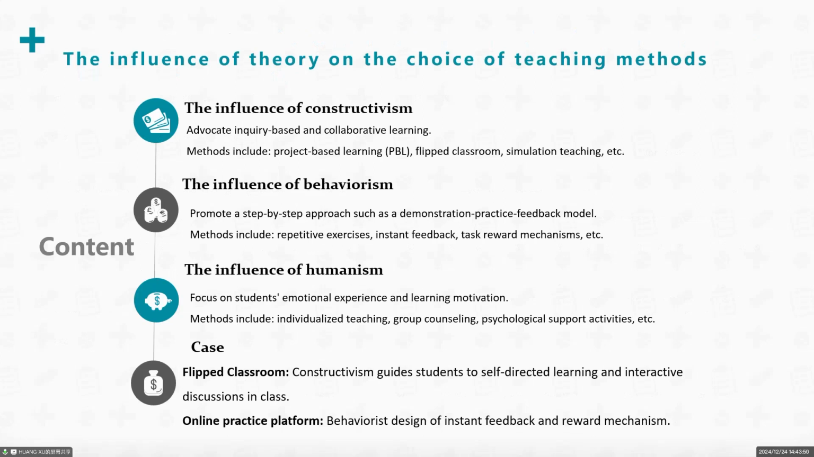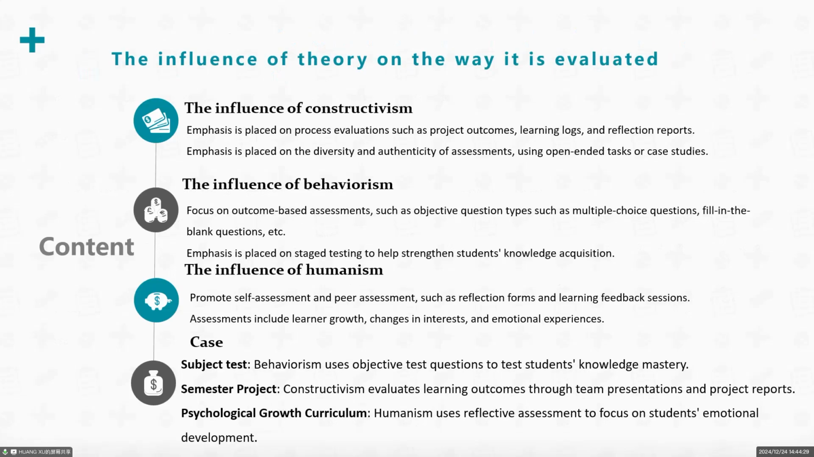And the second is the influence of behaviorism. Promote a step-by-step approach, such as a demonstration, practice, feedback model. Methods include repetitive experiences, instant feedback, task reward mechanism, etc. And the influence of humanism focuses on students' emotional experience and learning motivation. Methods include individualized teaching, group counseling, psychological supporting activities, etc.